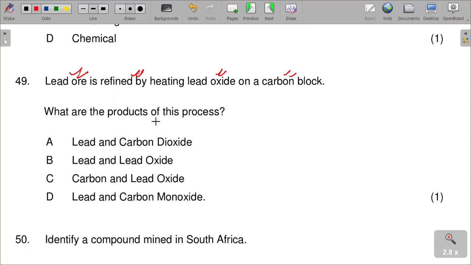We can understand that it is lead and carbon dioxide. When heated, we are saying it should give us lead and carbon dioxide, which can give us A as the correct answer.